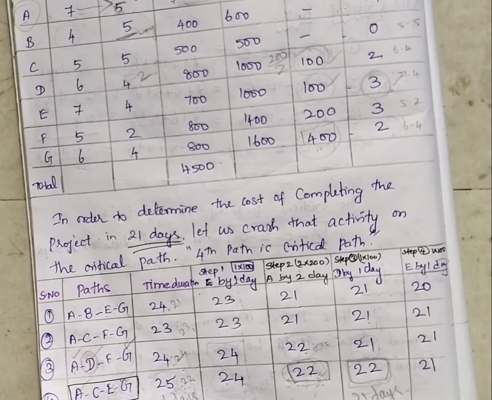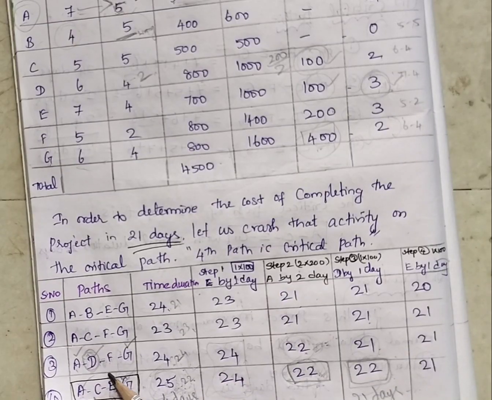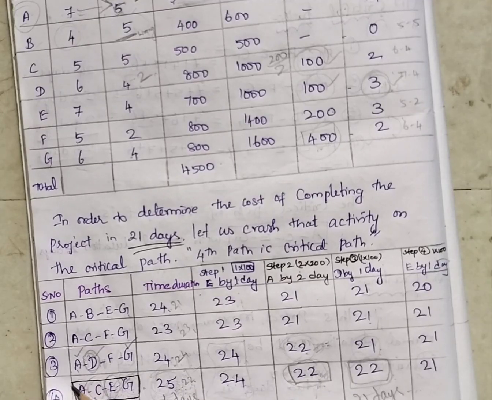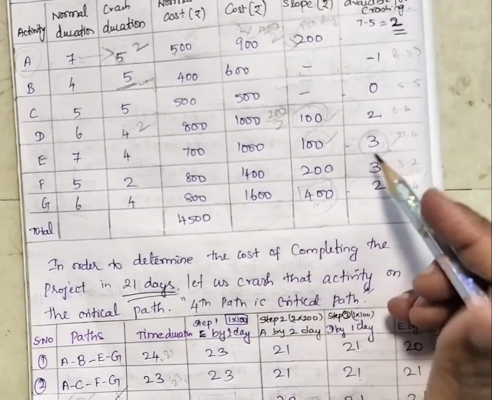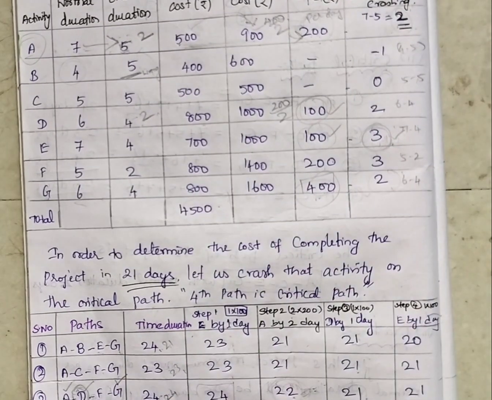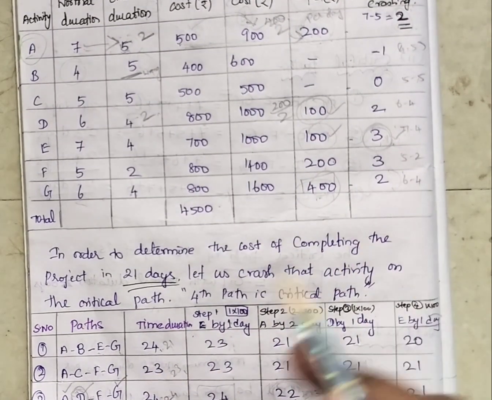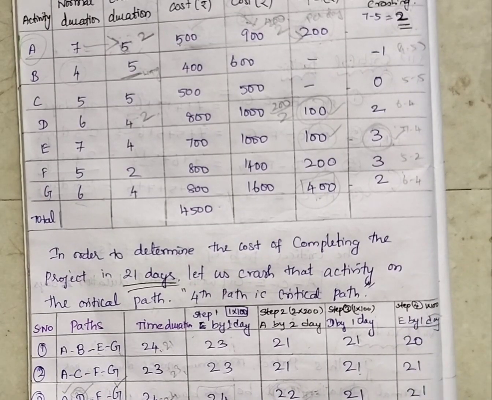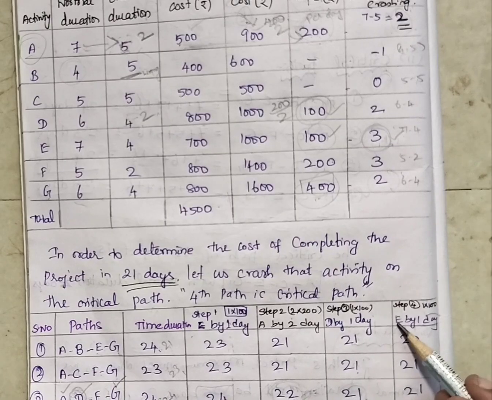So instead of that, we can reduce E activity. C we cannot take. Okay, A is already over. C we cannot take because there are no days available. So the only thing available is E, because G is higher cost and E is lower cost. So we are taking E. We need to reduce only 1 day, so by reducing E by 1 day.